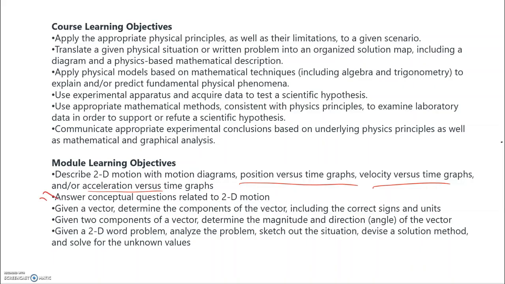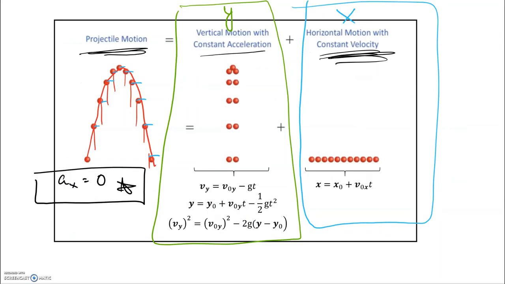Conceptual questions are always big. And then the big part here is we're going to be analyzing problems. We're going to be using the problem-solving framework. And this is why we wanted you to have practice with that problem-solving framework, because we're now making things a little more complicated. We're adding an extra dimension to these problems. So the problem-solving framework is going to help organize this problem and keep this y motion and this x motion separate when you're trying to solve the problem.